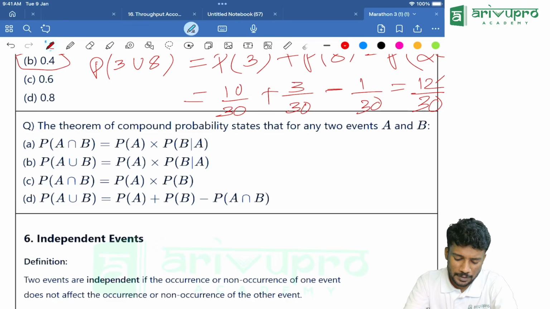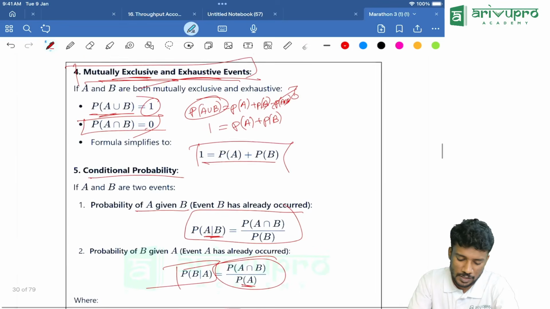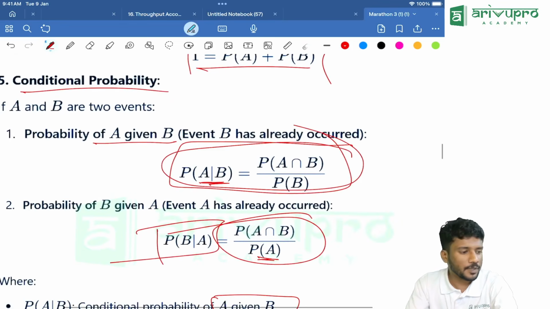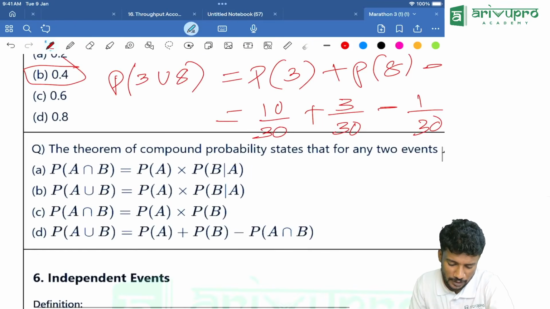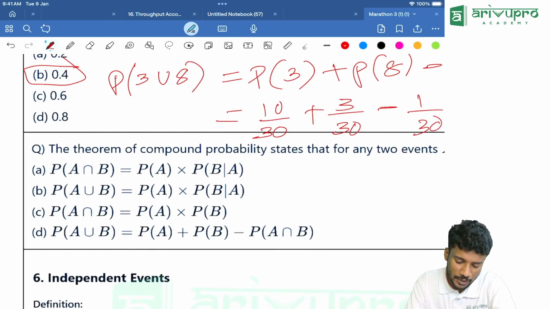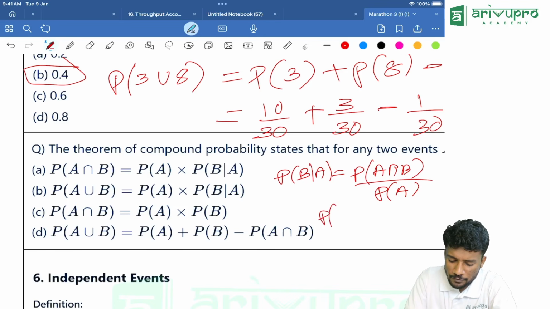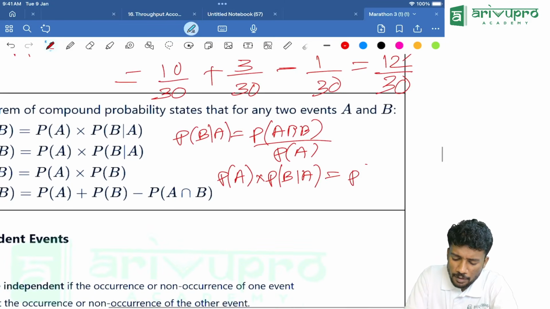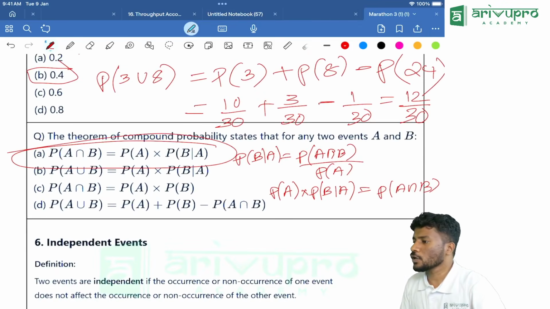What is the compound probability theorem? Whichever is our conditional probability equation, that is our compound probability theorem. P of A given B is equal to P of A intersection B divided by P of B. Now check which is following that. Here everything is B by A, so it should be P of B by A is equal to P of A intersection B divided by P of A. If you cross multiply, P of A into P of B given A is equal to P of A intersection B. Option A is your right answer.